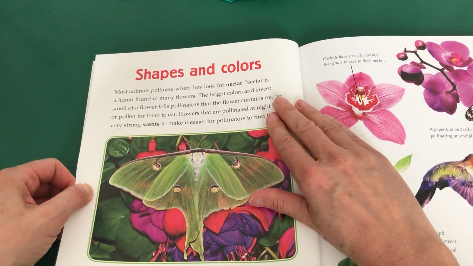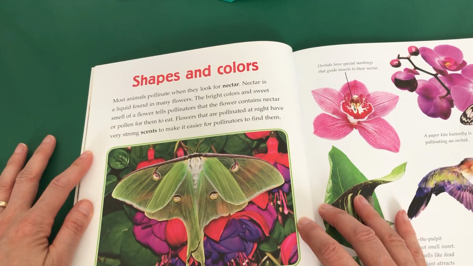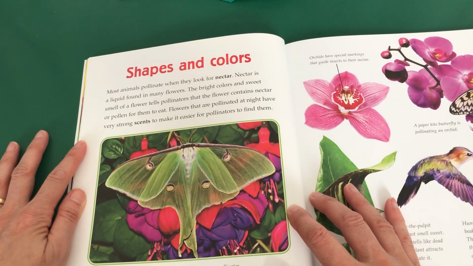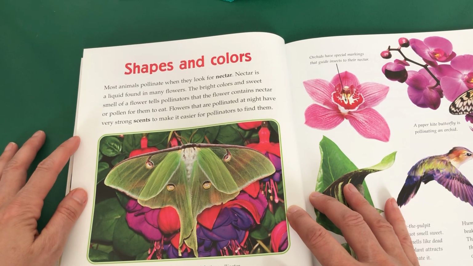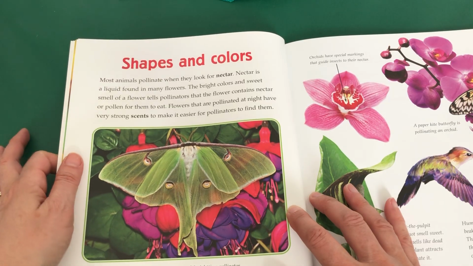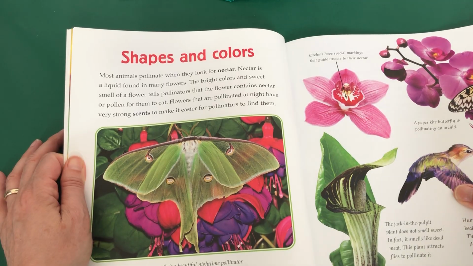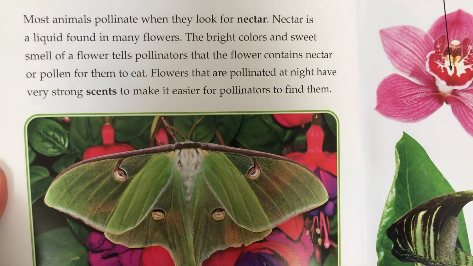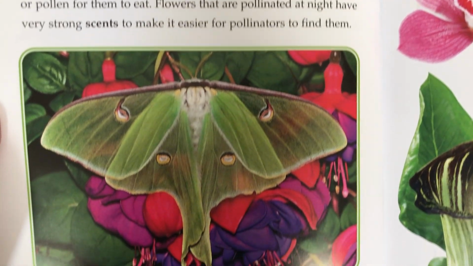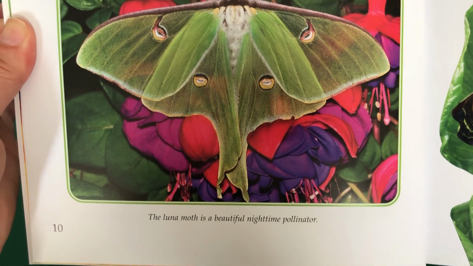Shapes and colors. Most animals pollinate when they look for nectar. Nectar is a liquid found in many flowers. The bright colors and sweet smell of a flower tells pollinators that the flower contains nectar or pollen for them to eat. Flowers that are pollinated at night have very strong scents to make it easier for pollinators to find them. The Luna moth is a beautiful nighttime pollinator.